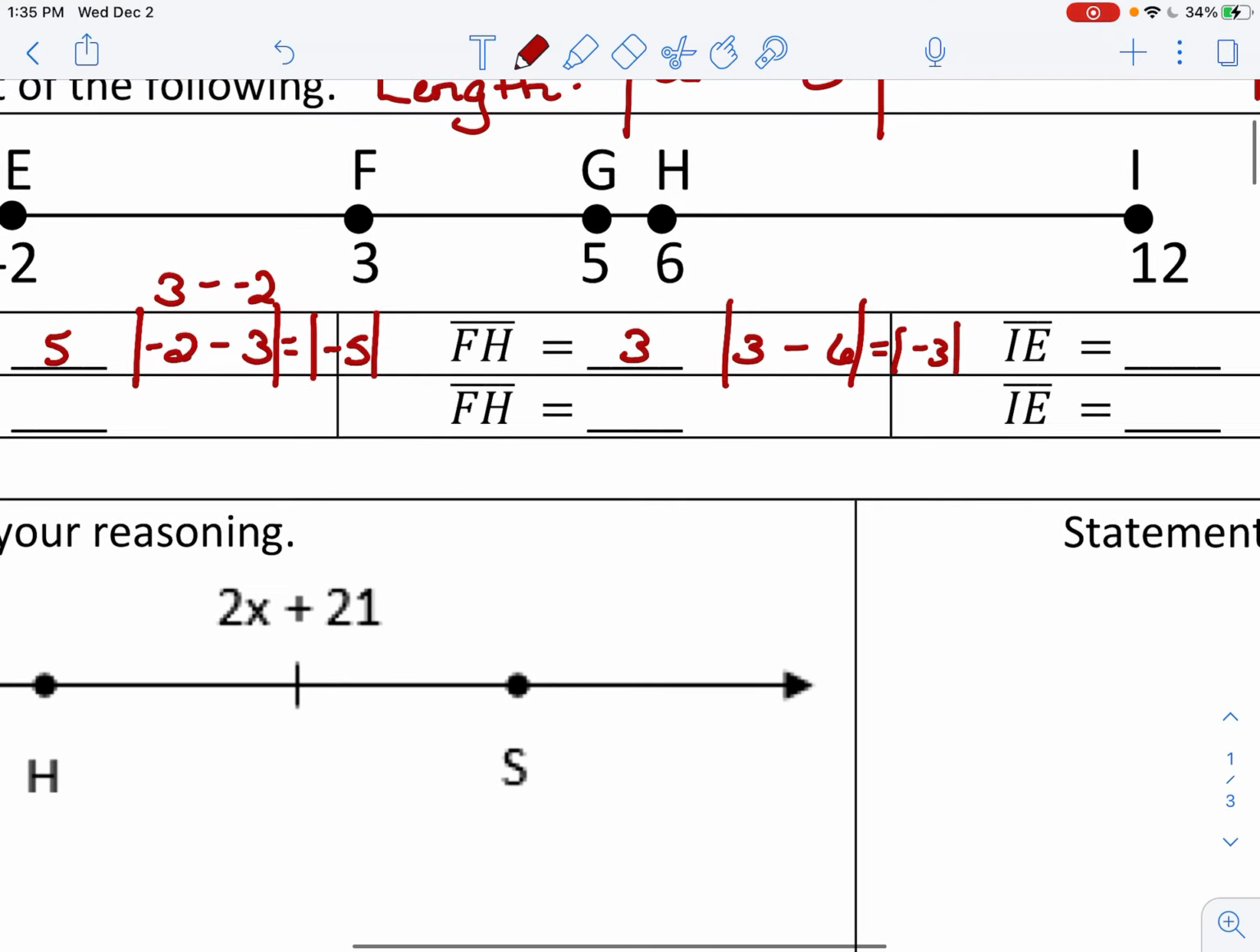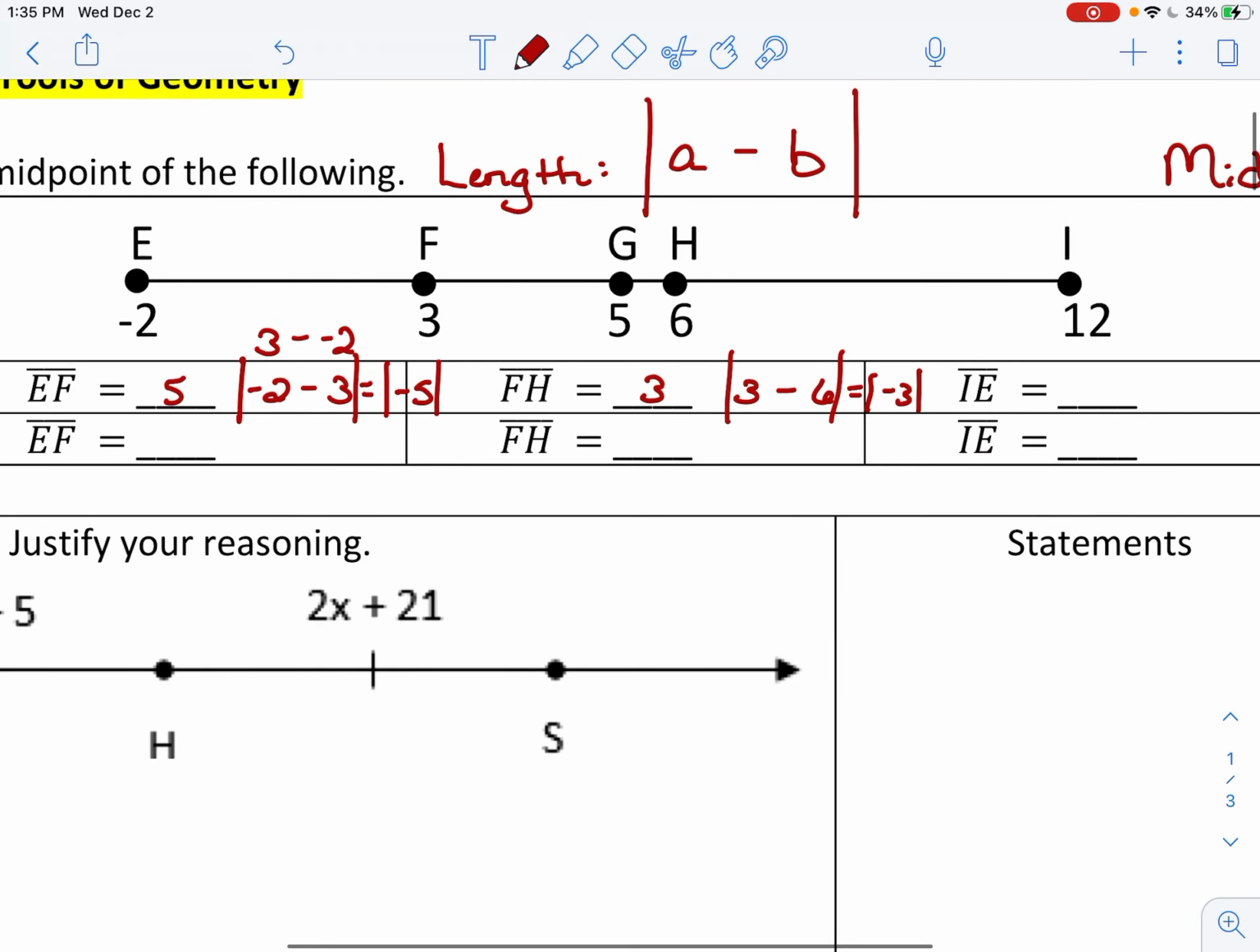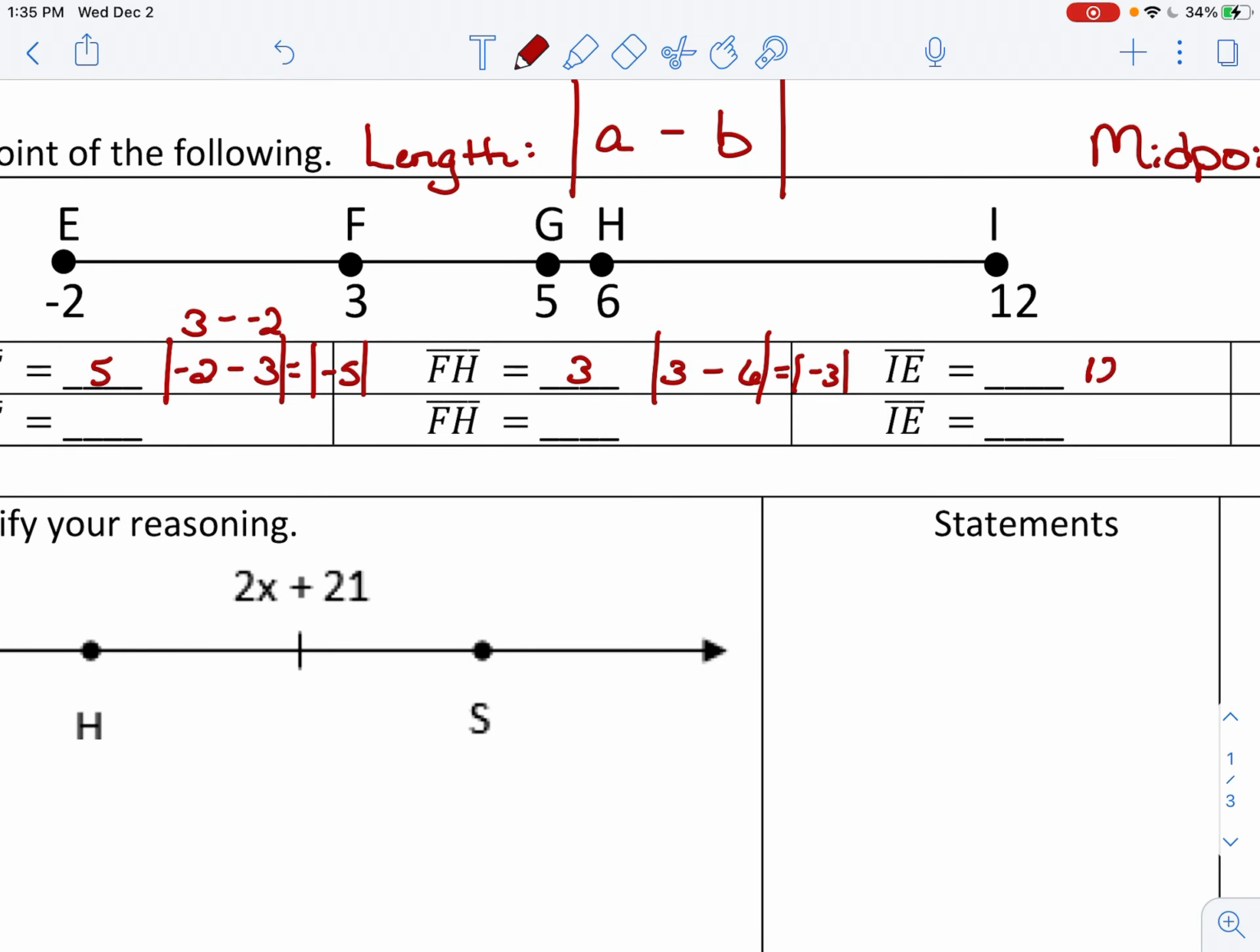For IE, I is at 12, E is at -2. Here's the mistake most people make. That's not what I just said. I said, take your two numbers and put a minus sign between them. You can't just use a negative sign as your minus, because that is a -2 that is being subtracted. There is no negative here, but it's a good habit just to remember to take off the negative. You will get a +14 for that distance.